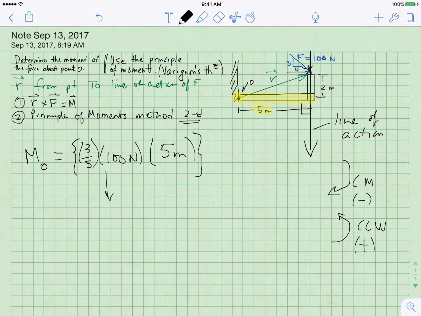And so to do that, I want you to take your right hand and line your right hand up going from O to the line of action of the force. So you are imagining you were doing this with your hand. Your fingers are going right here. And now curl your fingers along the direction of the line of action of force. And what you will notice is that is a clockwise motion. Your thumb is pointed into the screen, and therefore this is negative.